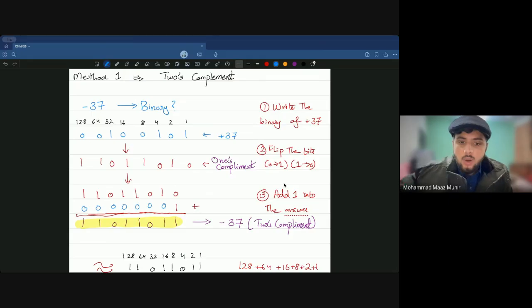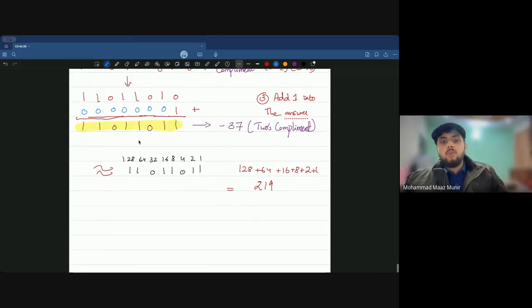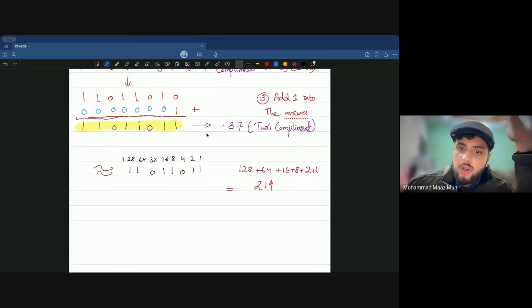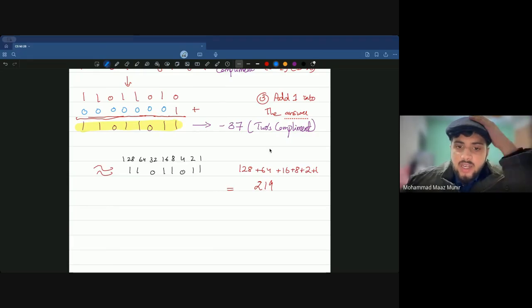Now the important point is that I know this is the binary for -37. But if I find the denary of this specific binary, it's giving me 219. Now you might be wondering, sir, how is this possible? I need to get the binary, I should be getting the denary -37.